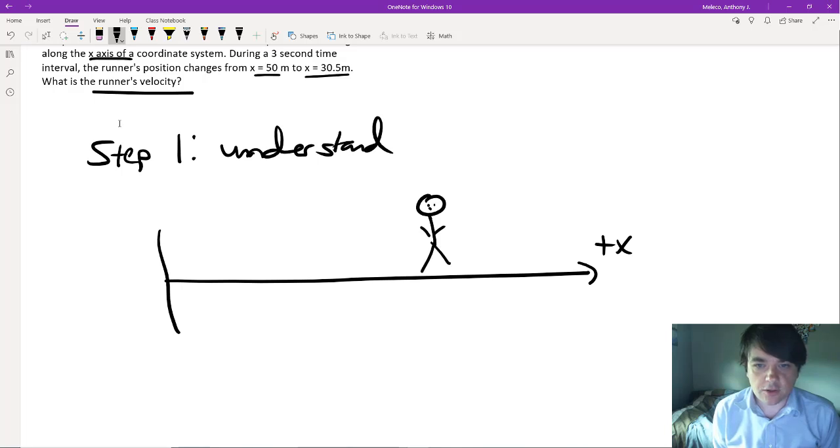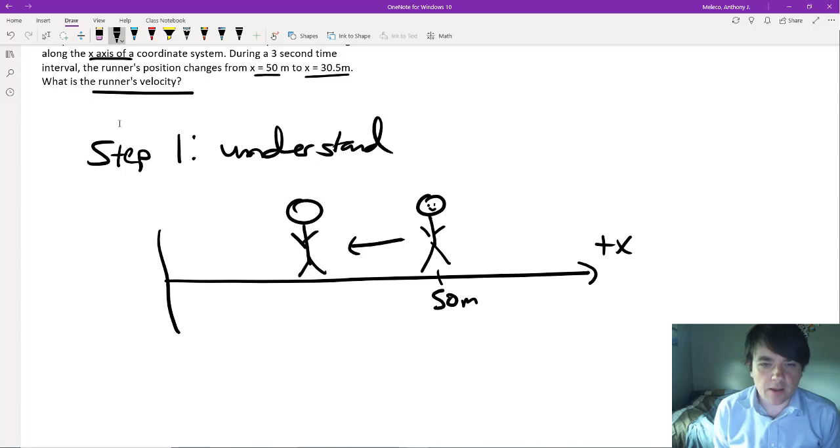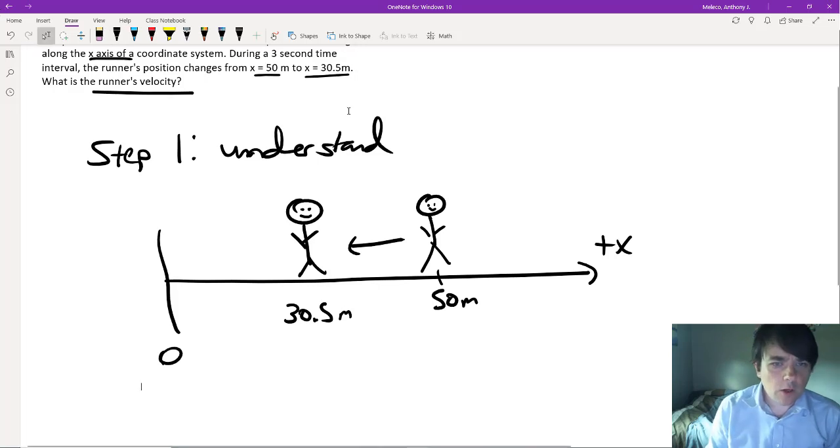So I'm going to just draw a little runner, give him a little happy face, and I'm going to say, it says the runner's position changes from x equals 50 meters, so here's 50 meters, okay? And then he goes this way, and then he winds up at 30.5 meters, okay? And of course, zero's over here. Whoops, that is 30.5 meters, okay? All right, so that's step 1.